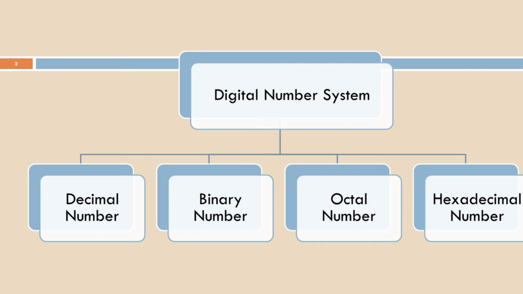The digital number system consists of four different number systems in computers. The first one is the decimal number system. The second one is the binary number system. The third one is the octal number system, and the fourth one is the hexadecimal number system.